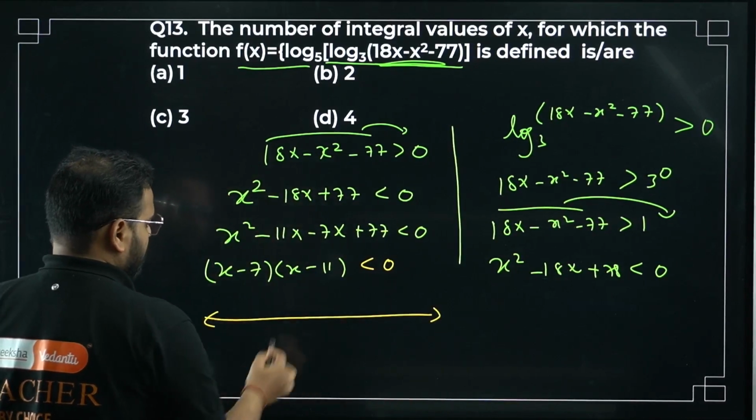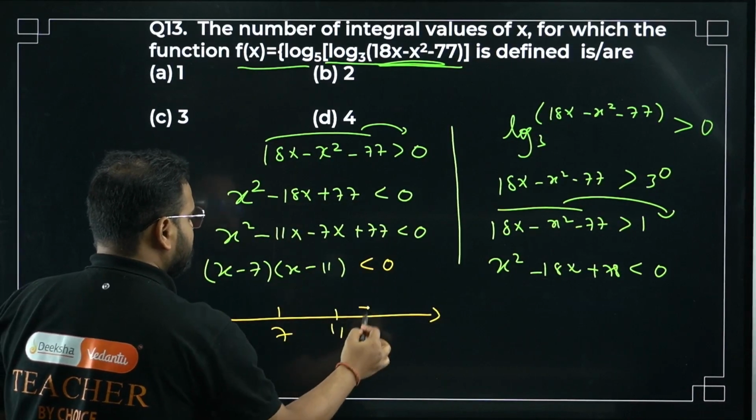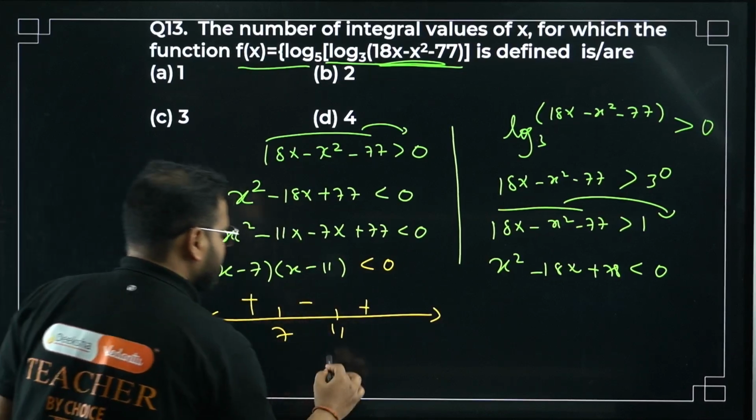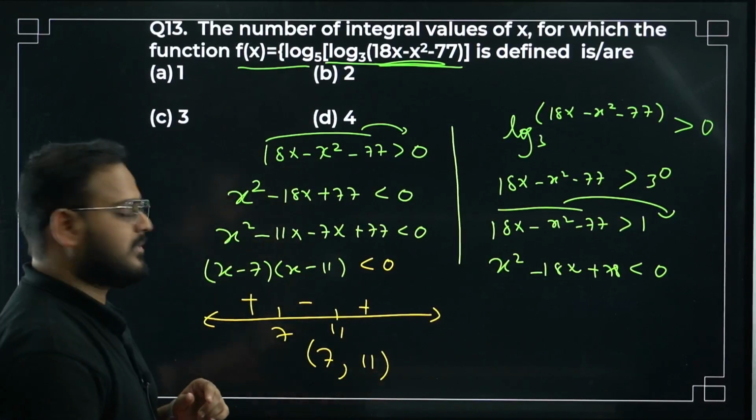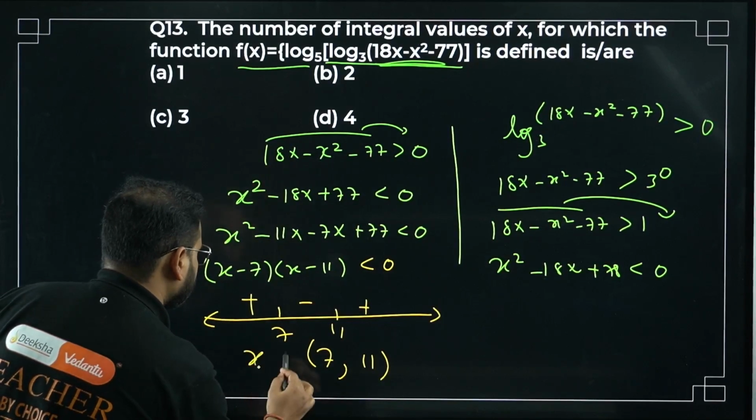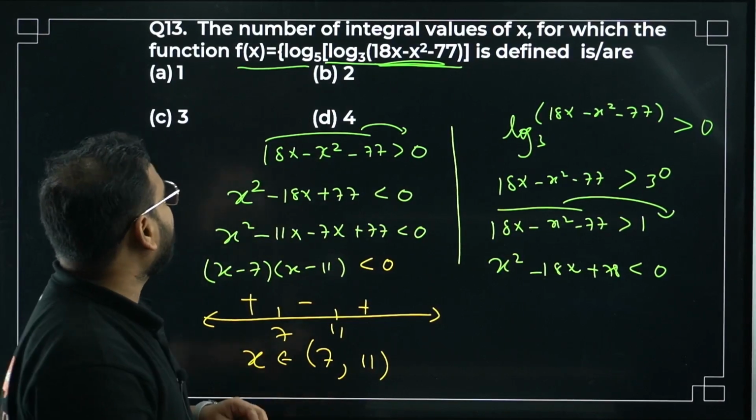Answer. I have 7. I have 11. Positive, negative, positive. My answer is basically, bacha, 7 open to 11 open. That's my answer for x. How many integers in that?